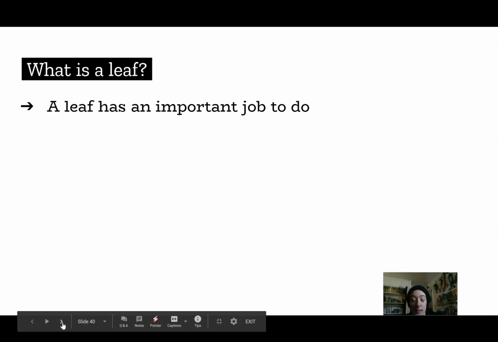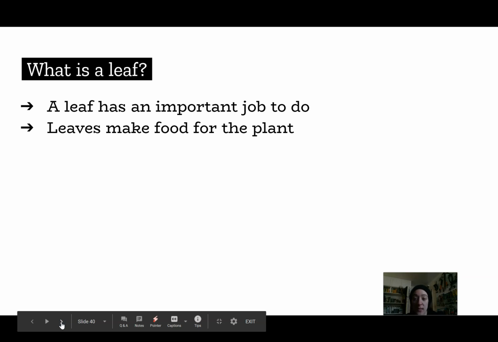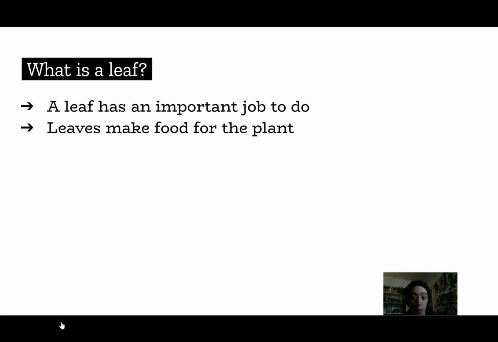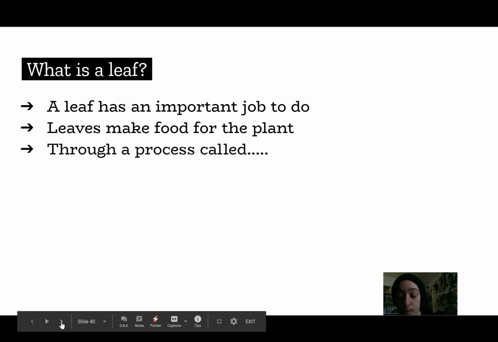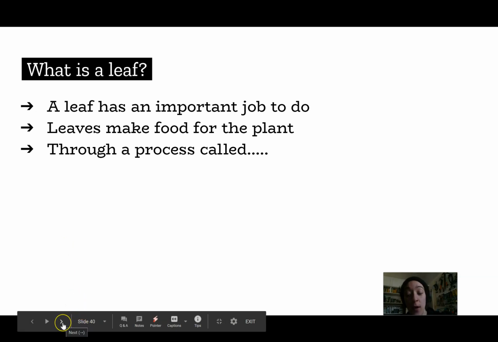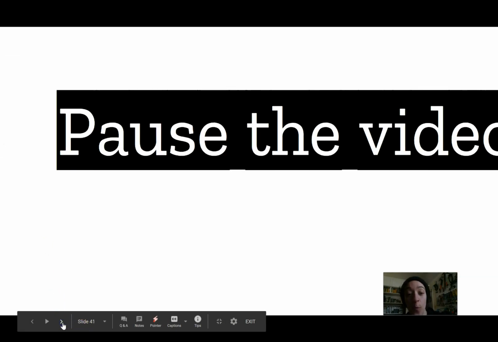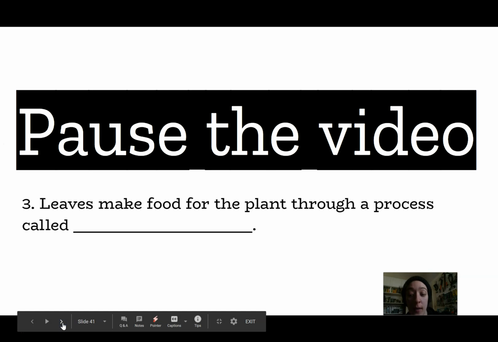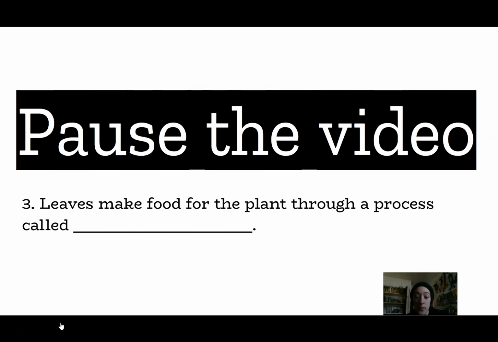And the reason for that is because leaves have an important job to do. A leaf is responsible for making food for the plant. And you already know, I hope you know, I'm going to test your knowledge. That process is called what? Pause your video and let's go answer question number 3. See if you can remember what it is called when leaves make food for the plant.